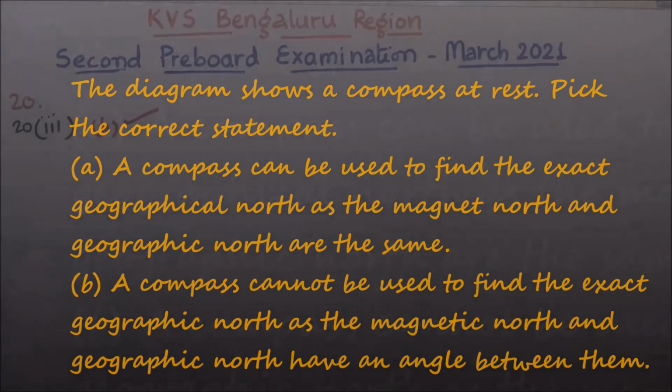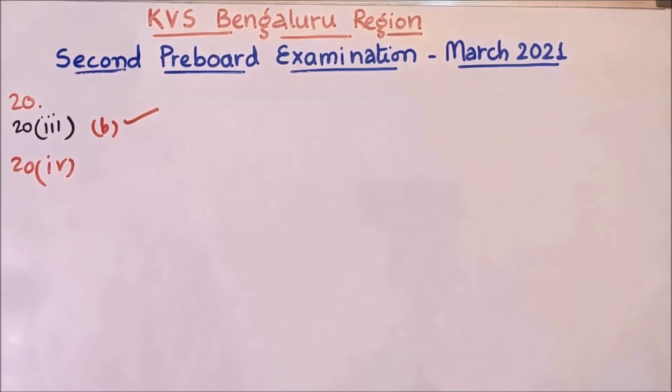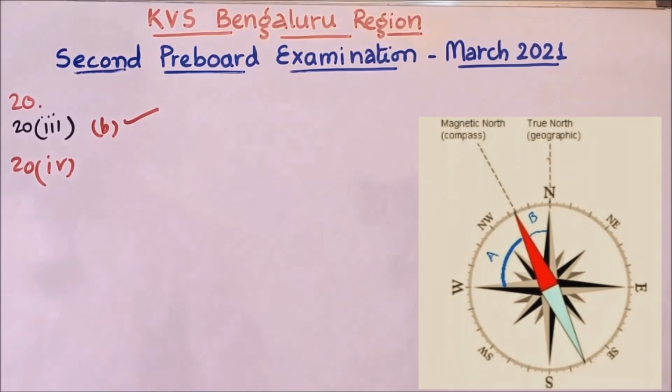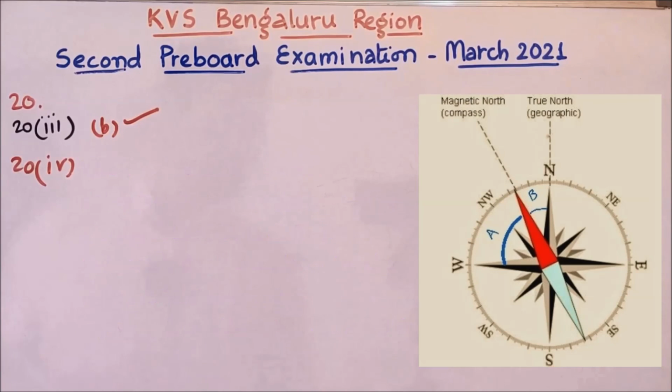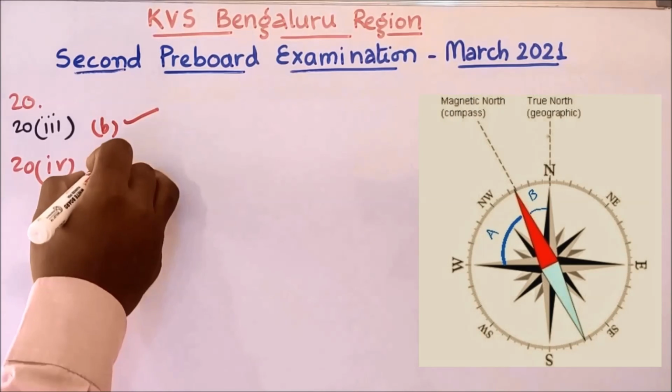Now let's see 24. So see the diagram carefully. The small angle formed between the magnetic axis and geographic axis is defined as magnetic declination. The angle between the magnetic axis, that is the line joining magnetic north and magnetic south poles, and the geographic axis, the line joining geographic north and geographic south pole, will have some angle between them because they are not perfectly aligned, and that angle we are calling declination. In the figure, which alphabet represents the declination, A or B? So see the diagram carefully. That angle is B.